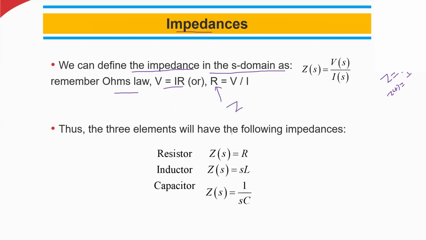Thus the 3 elements will have the following impedances. Impedance of resistor, Z of S is equal to R. Impedance of the inductor, Z of S is equal to S times L. Impedance of the capacitor, Z of S is equal to 1 divided by SC. So inductor means always S times L. Capacitor means it's always 1 divided by S times C. These are the impedance values in S domain. This is also another important equation that you have to remember.